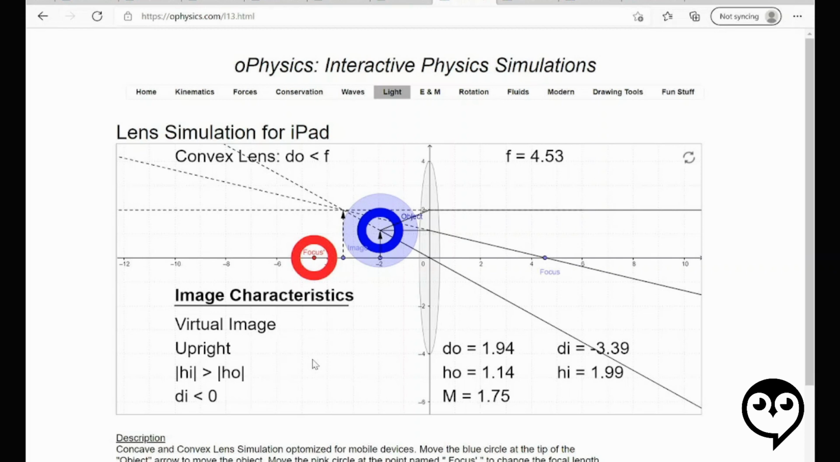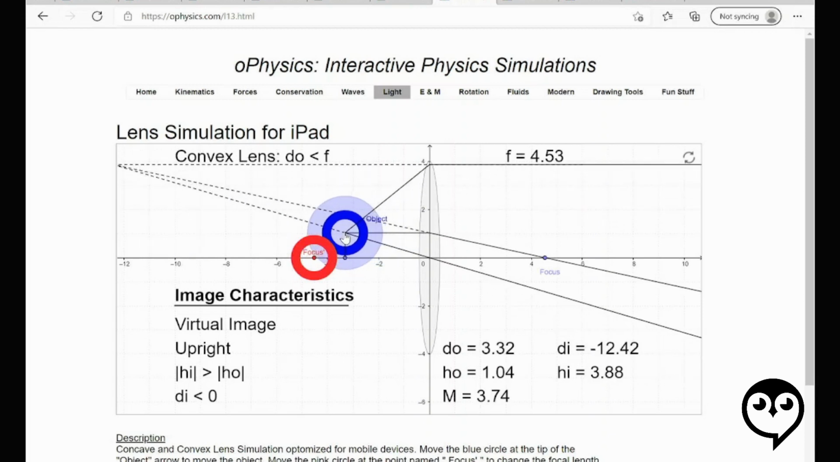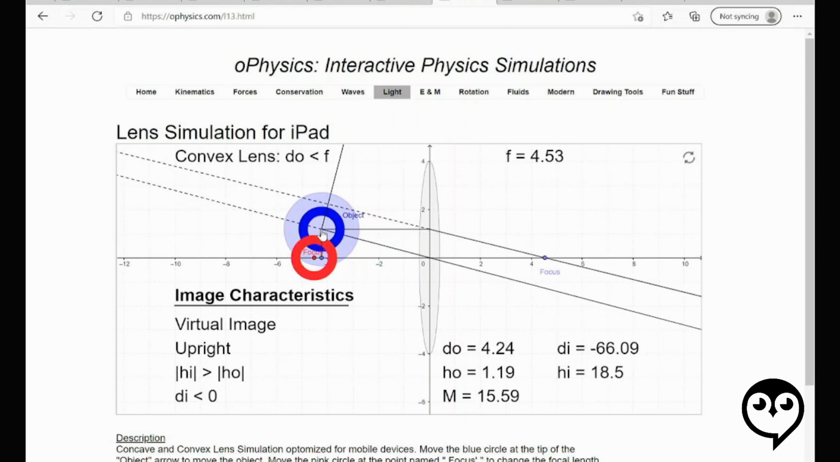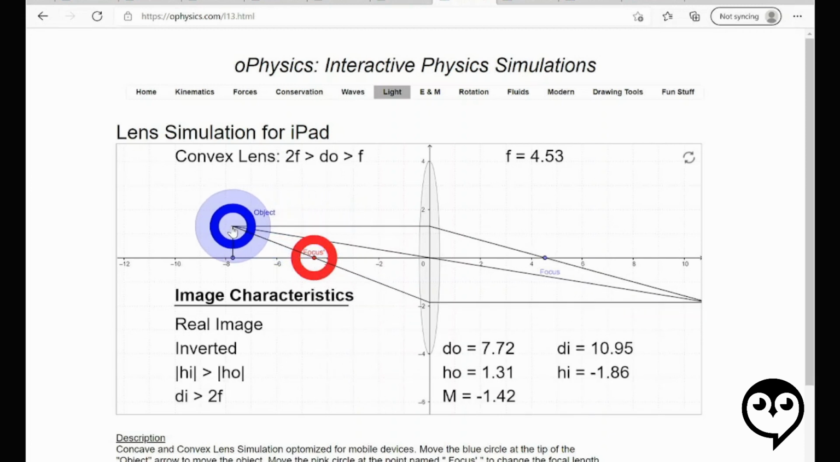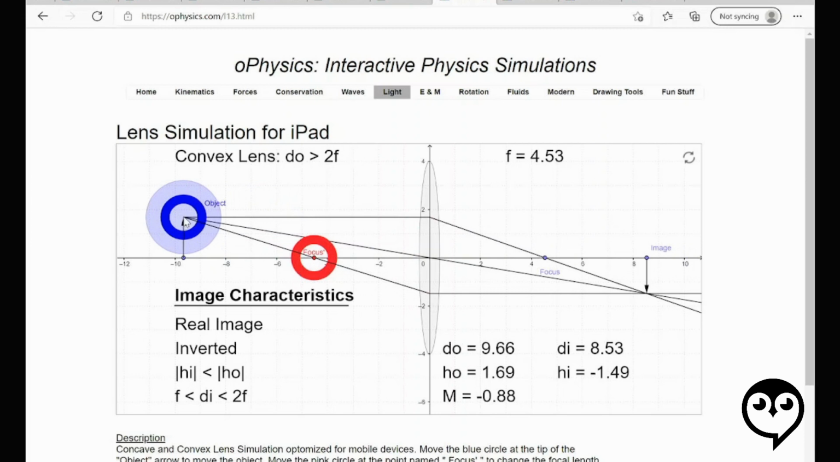It tells you everything down here at the bottom. Now if we were to slowly move this object away from the lens and past the focus, you will see that at some point we will switch from virtual to real, and we will also see that instead of being upright, it is an inverted or upside down image. And we could also talk about distance from the lens as well, the image distance.